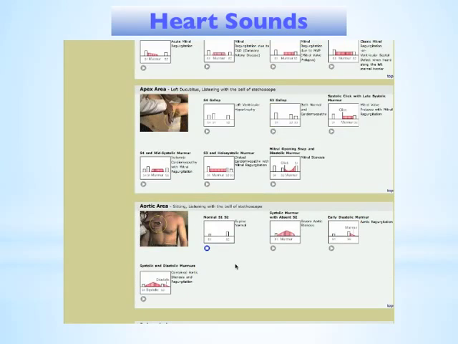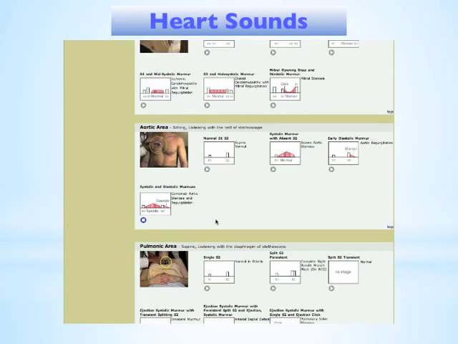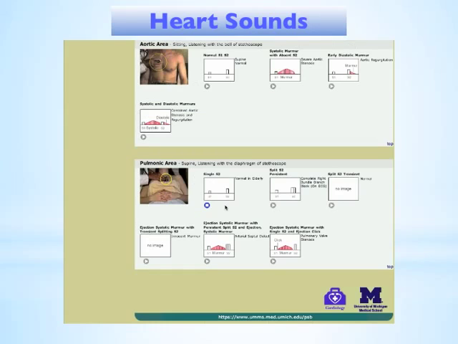And we go down to the aortic area. This is normal sounds. And the murmur, where the aorta diameter is closed. And then this is over the aortic area. We go up to the pulmonary artery area, normal sounds.